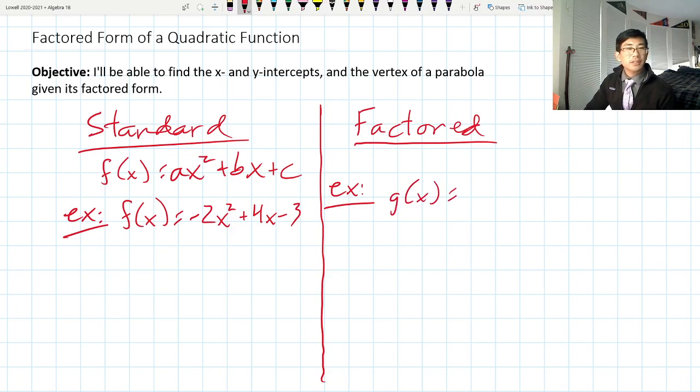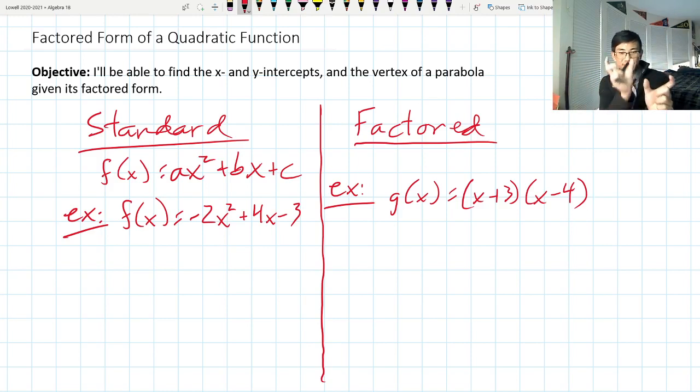The factored form looks like this. 2x, we'll just say, actually make it kind of simple here. We're going to say x plus 3 and then x minus 4. Now the reason it's called factored form is because you have taken the equation, the standard form, and broken it up into factors, something times something. So that's why it's called factored form. And also the way you get from here to here is you use the process called factoring, which again we'll get to in the future.